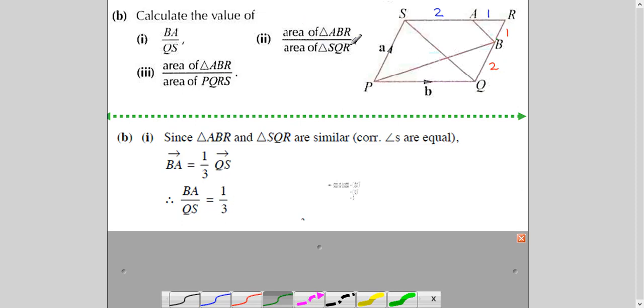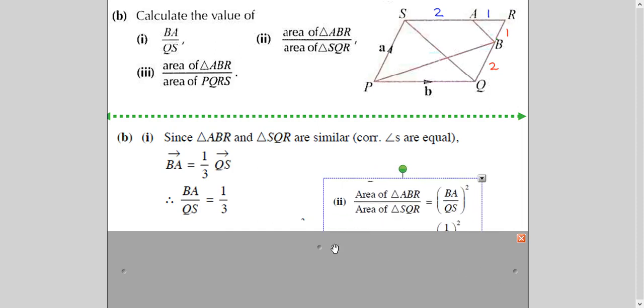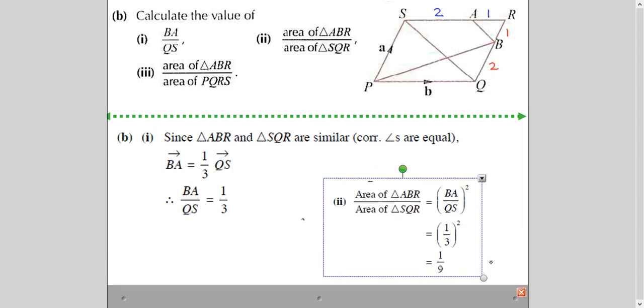Now it is asking for the area of triangle ABR and the area of triangle SQR. If you remember, in similar and congruent figures, we have studied that if we know the ratio of the corresponding sides, like here, to find the ratio of the area, I just need to square it. Do you remember this? When the ratio of the corresponding sides of similar figures is known, for the area you just need to square it. So it will become 1:9.